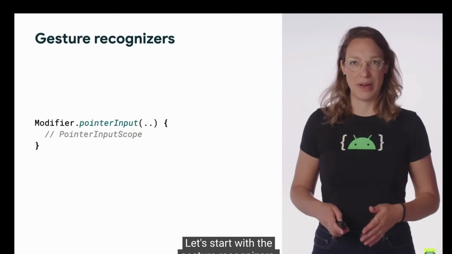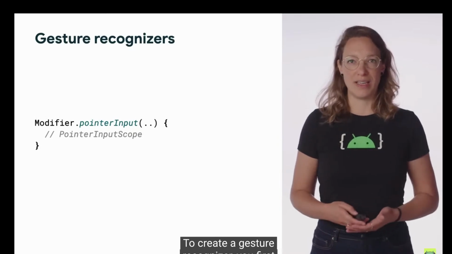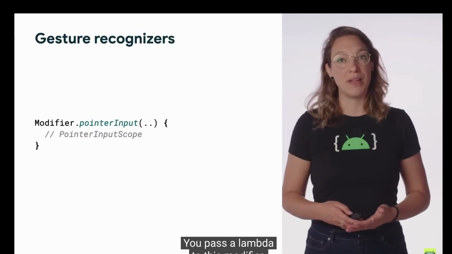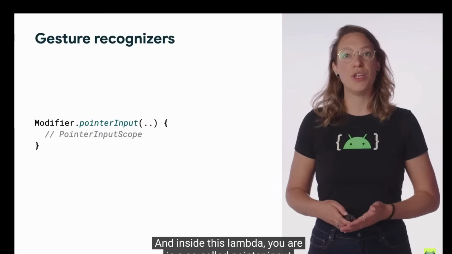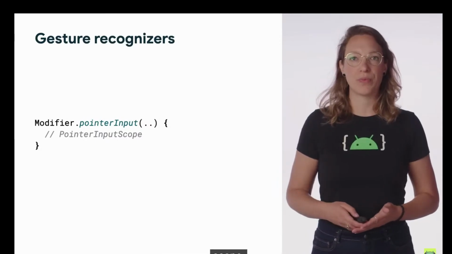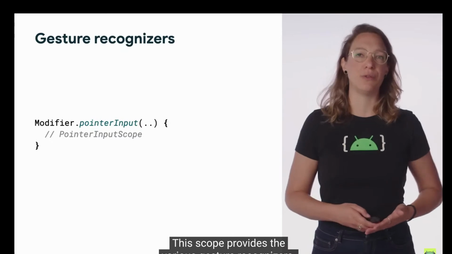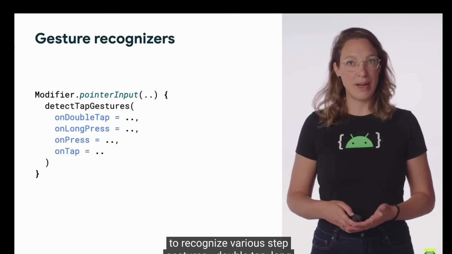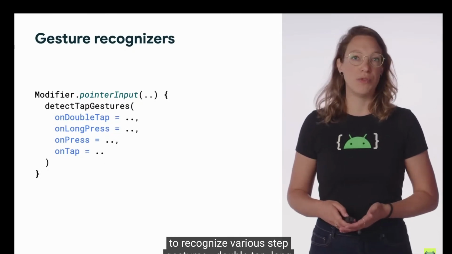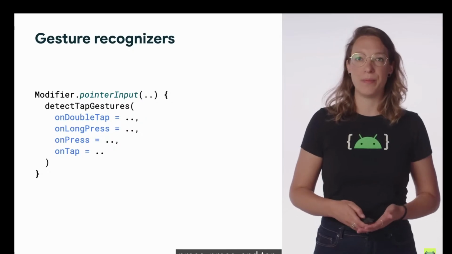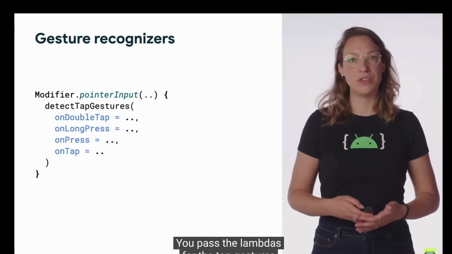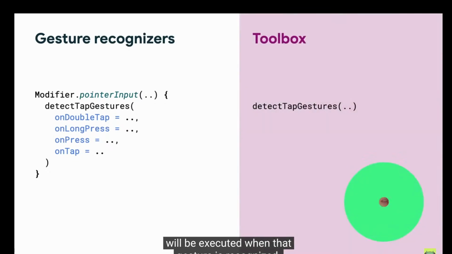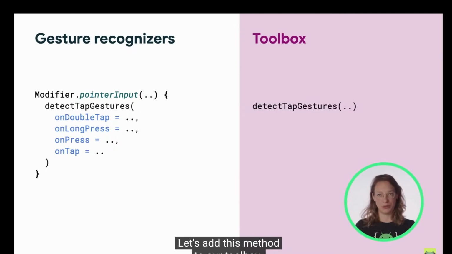Let's start with the gesture recognizers. To create a gesture recognizer, you first apply the pointer input modifier to your composable. You pass a lambda to this modifier, and inside this lambda, you are in a so-called pointer input scope. This scope provides the various gesture recognizers. For example, you can use the detect tap gestures method to recognize various tap gestures: double tap, long press, press, and tap. You pass the lambdas for the tap gestures that you want to respond to, and they will be executed when that gesture is recognized. Let's add this method to our toolbox.